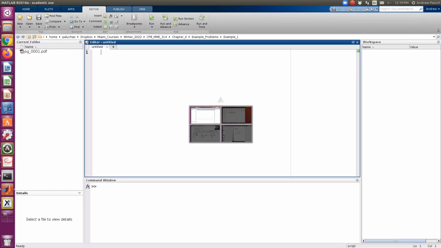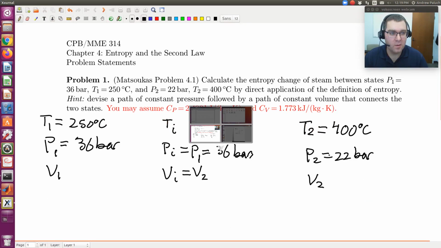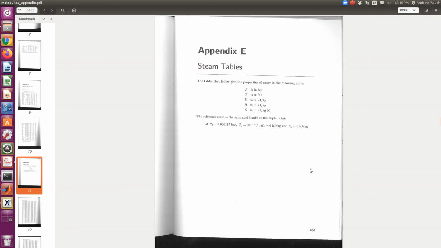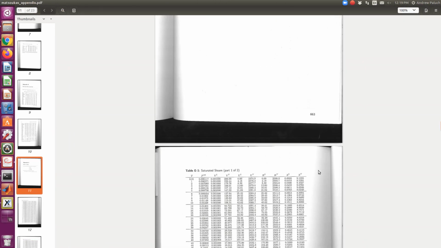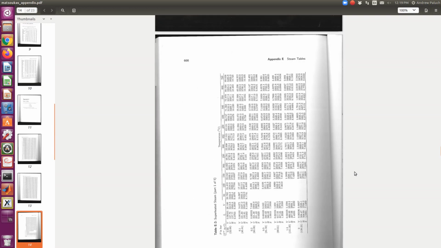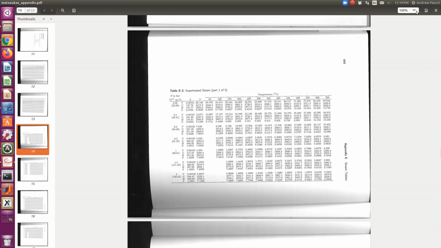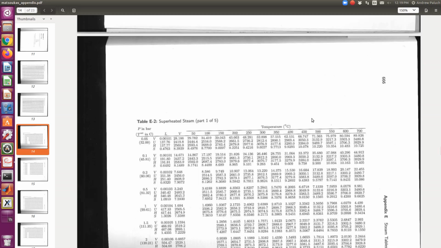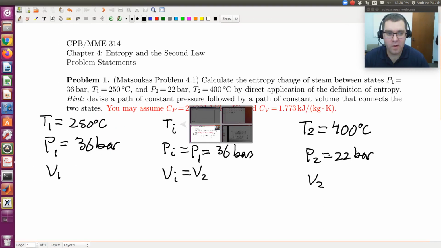Okay, so I have MATLAB open up here, and I have my steam tables open over here. I'm going to start by scrolling down to my superheated steam tables. Okay, let me rotate that table and zoom in a little bit. Let's try and figure out what we have.